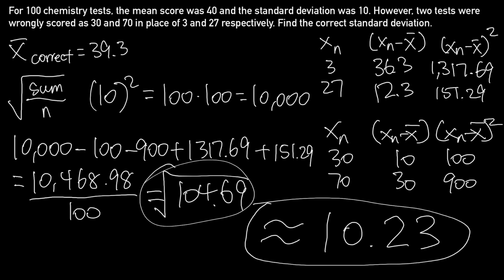For 100 chemistry tests, the mean score was 40, and so on. Find the correct standard deviation. The correct standard deviation is 10.23 right here.